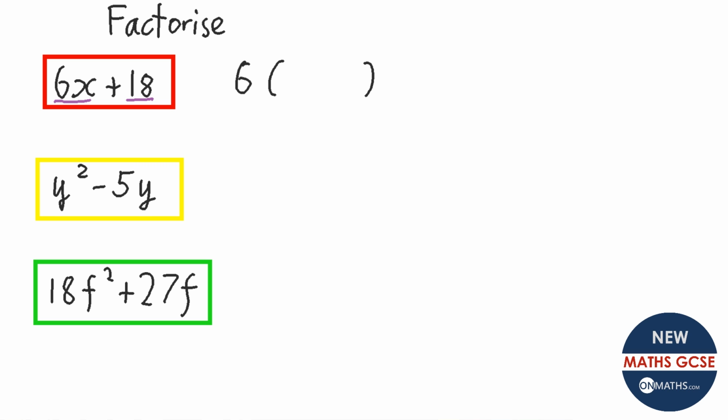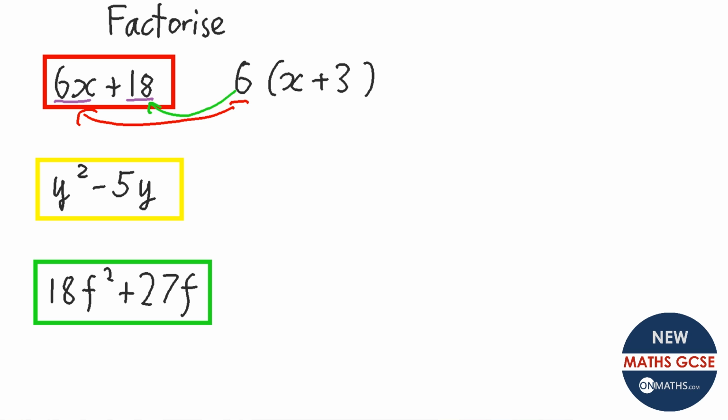The next thing I ask myself is, right, what do I have to times by 6 to get to the 6x there? 6 times, well, x. Then I ask myself, what do I times the 6 by to get to the 18? 6 times 3 is 18. So our final factorized expression is 6 brackets x plus 3, and then that's the answer.